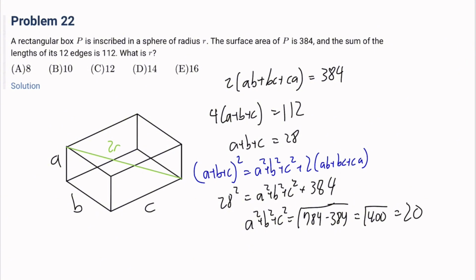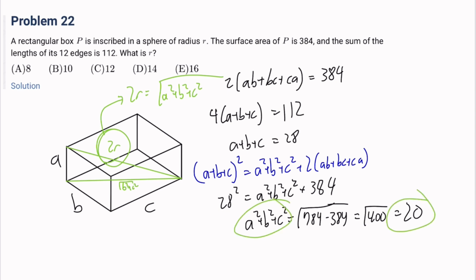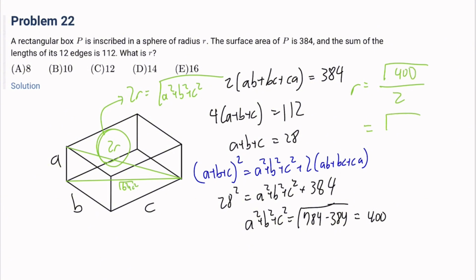And so since this is 20, but then if we look at 2r, we see that this length is the root of b squared plus c squared, so 2r must be equal to the root of a squared plus b squared plus c squared, right? And so now we know the value of a squared plus b squared plus c squared, then r is equal to the root of this thing, which is 400, all over 2. So it's the root of 400. That's going to be equal to 20 over 2, which is 10. So 10 is the answer, it's B.